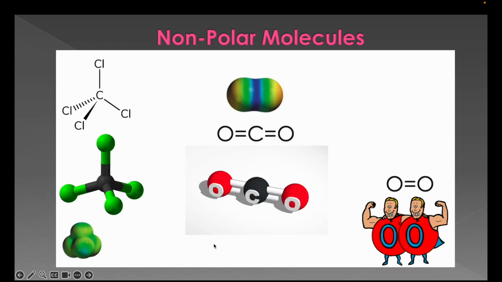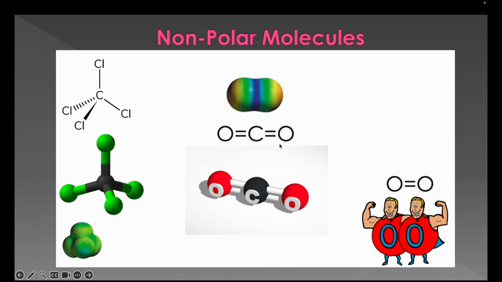Let's take a look at both nonpolar and polar molecules. So here are three examples of nonpolar molecules. The first one is CCl4. And you can see here, here's the electrostatic potential map. It's all green. It is a nonpolar molecule.